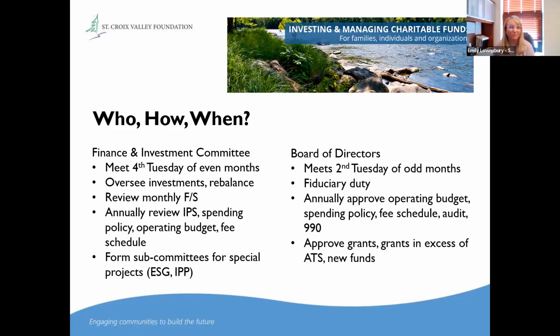So speaking of the board, it meets the second Tuesday of odd months, and they review and approve things that have been recommended through these committees. So the committee recommends the 990, for example. The board doesn't have to do the nitty-gritty, but they do have the ultimate responsibility.